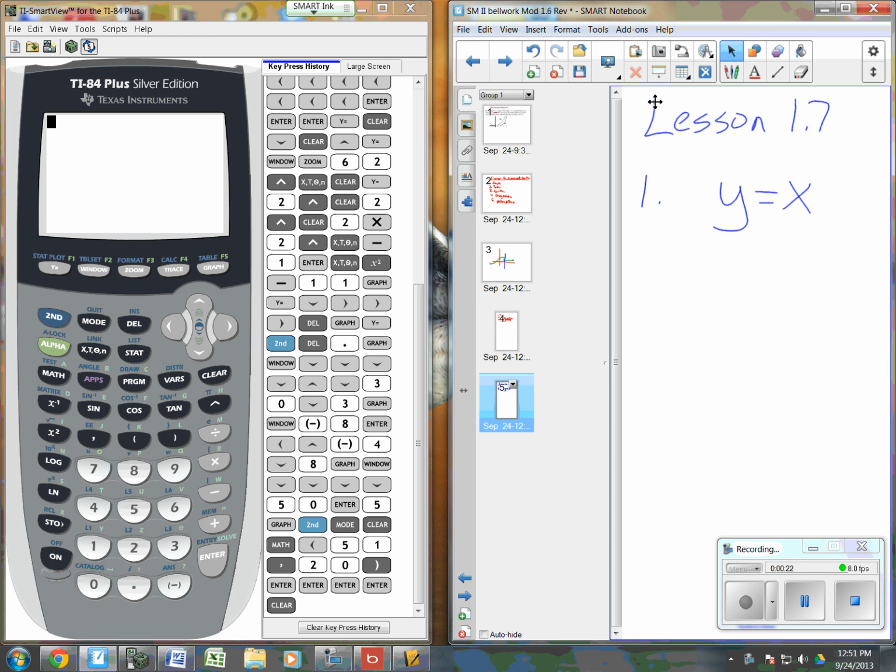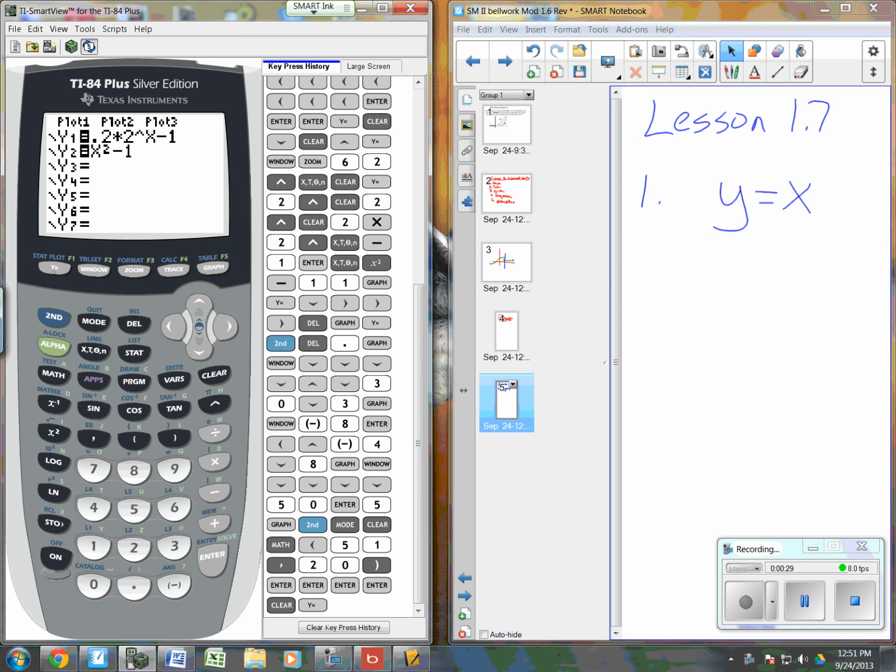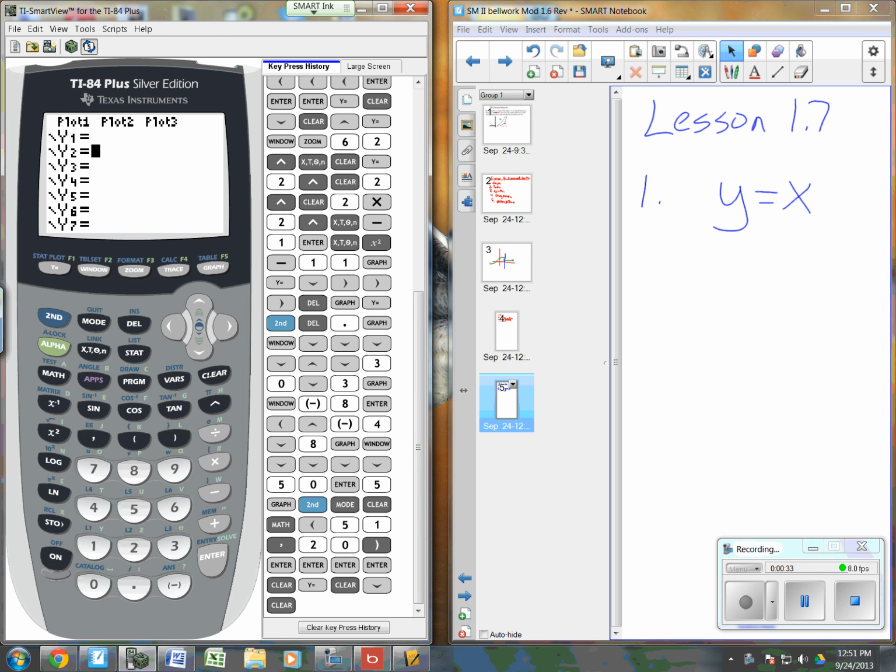So I want everybody to look up here. I know some of you don't know how to graph in your calculator, so I want to show you. If you hit this button, y equals, this is where you put in the equations. Now you can just clear them out like I'm doing right here. Okay? We go up to y equals.